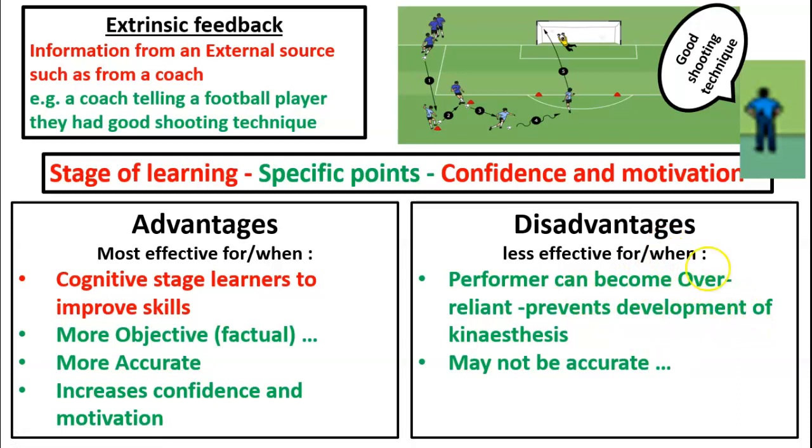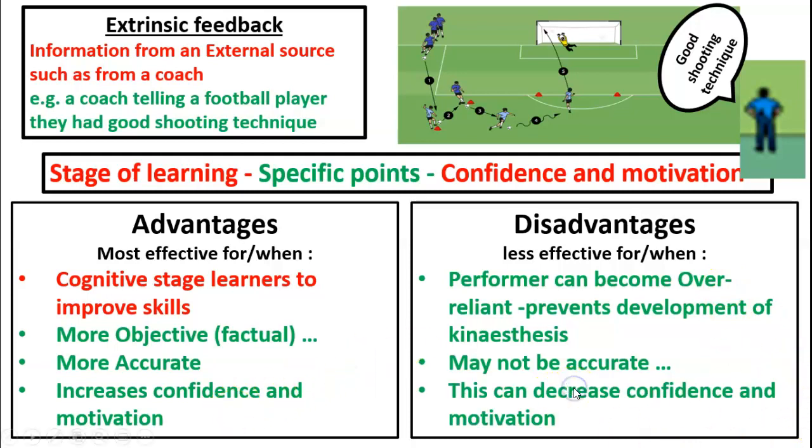Now, if the feedback is not accurate, this can directly link to decreasing our confidence and motivation. So if somebody is giving us inaccurate extrinsic feedback, this will decrease confidence and motivation, which makes us feel not very good about ourselves, which can obviously then lead to us staying in the cognitive stage of learning for longer, which is not what people want. Okay, so those are our key focuses there. Hopefully you can see how that works.